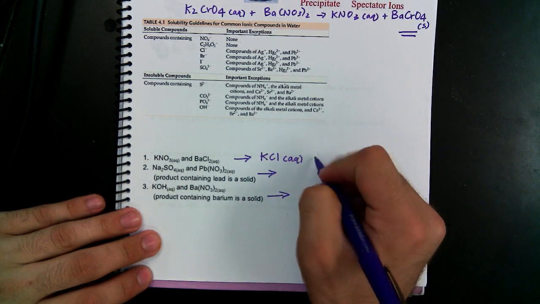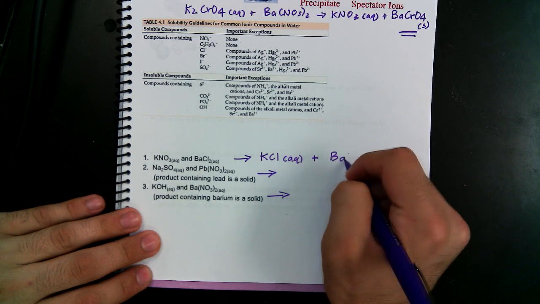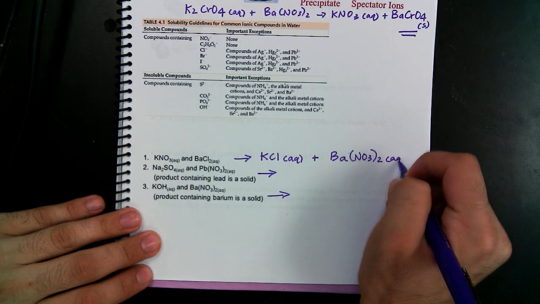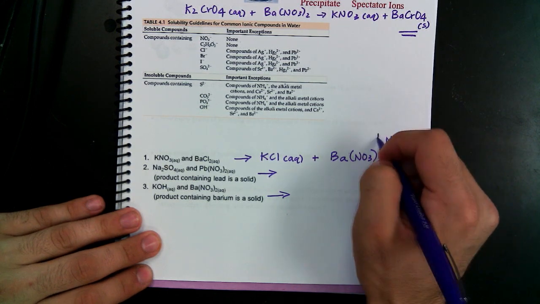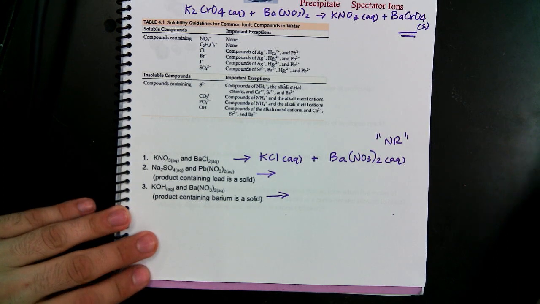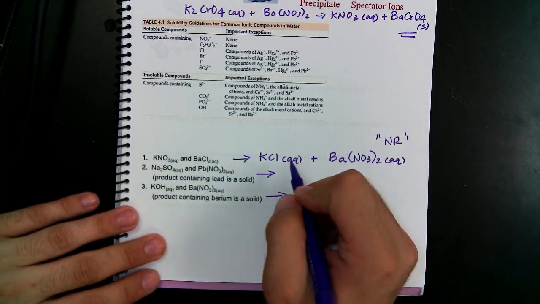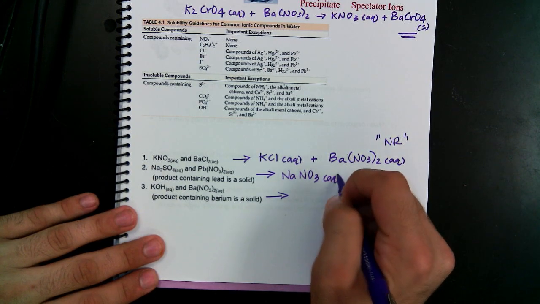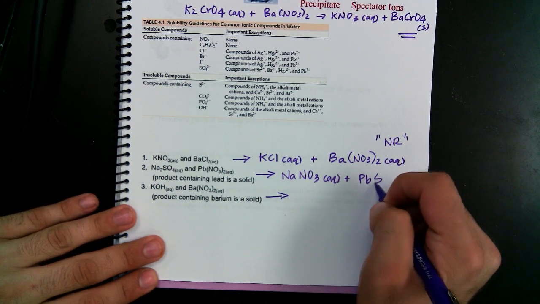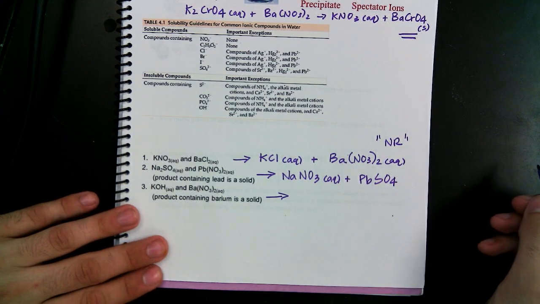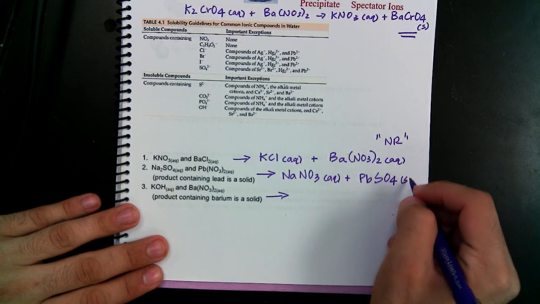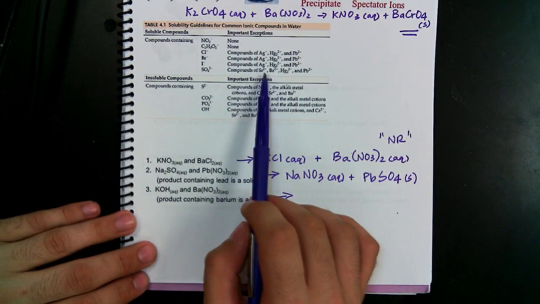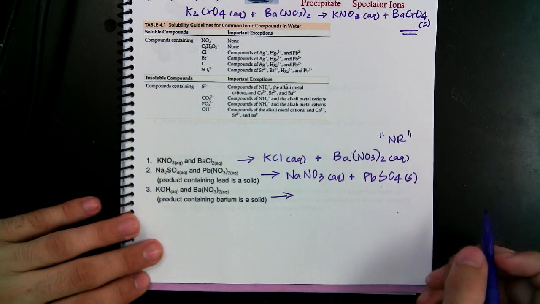You should get aqueous potassium chloride and aqueous barium nitrate here. So we would observe no reaction for this one because you're just mixing two solutions to get two solutions, no solid forms. For the next, you're going to get aqueous sodium nitrate and lead 2 sulfate, which is insoluble. It's a solid. Sulfates are soluble except if they contain strontium, barium, mercury, or lead, which fits.